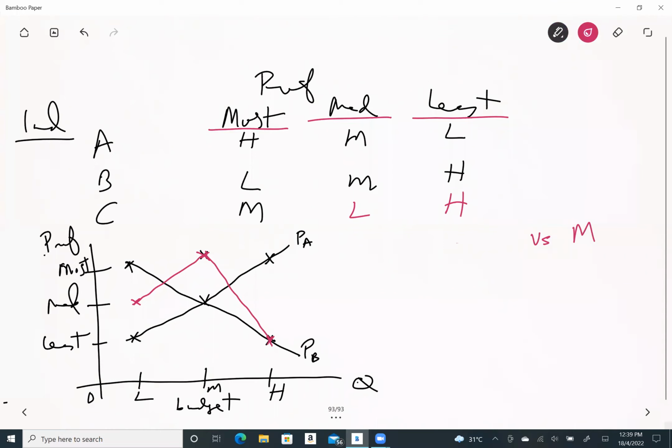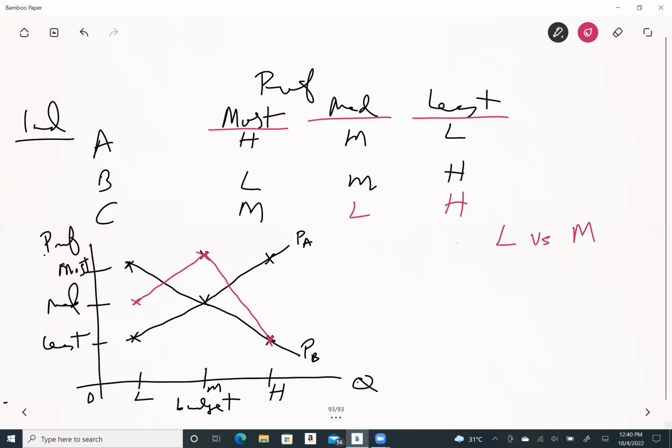Kita vote ni dulu. Kita vote low versus M. Low budget versus medium budget. So when you vote by your ranking, how do you rank that choice? First choice ke, second choice ke, you know. So you have to do it by the individual. So sekarang ni macam mana?